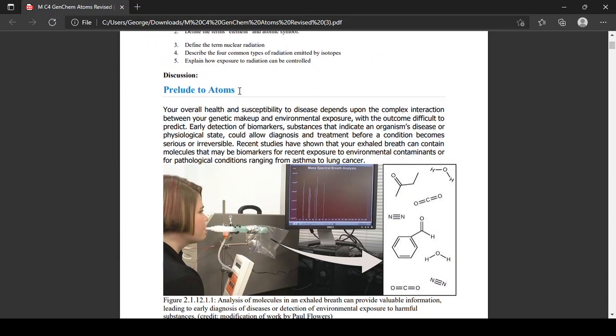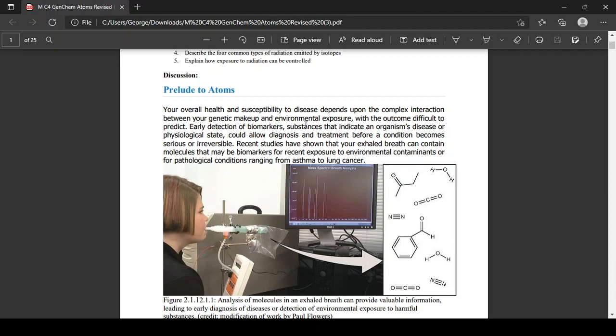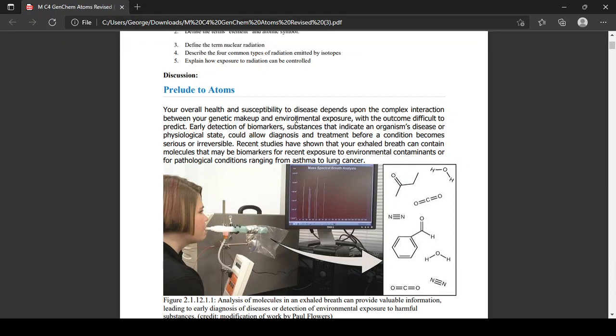Your overall health and susceptibility to disease depends upon the complex interaction between your genetic makeup and environmental exposure, with the outcome difficult to predict. Early detection of biomarkers and cells that indicate an organism's disease or physiological state could allow a diagnosis and treatment before a condition becomes serious or irreversible.